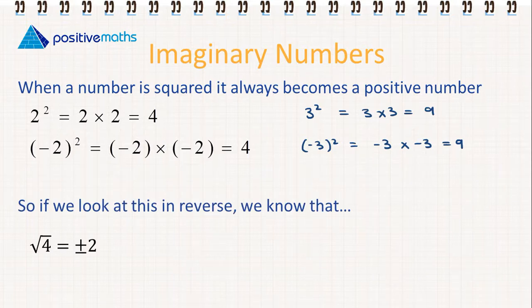So if we look at this in reverse, we know that the square root of 4 is equal to plus or minus 2. The square root of 9 is going to be equal to plus or minus 3. The square root of 16 will be equal to plus or minus 4.